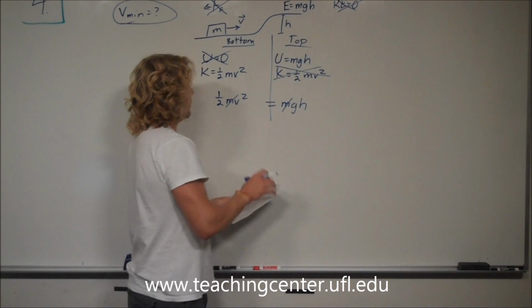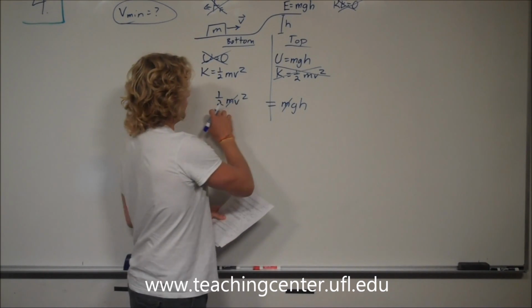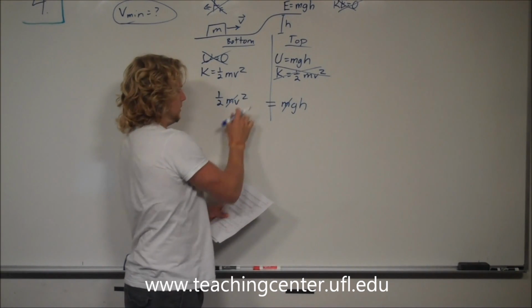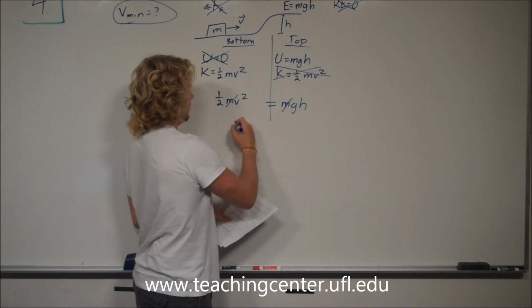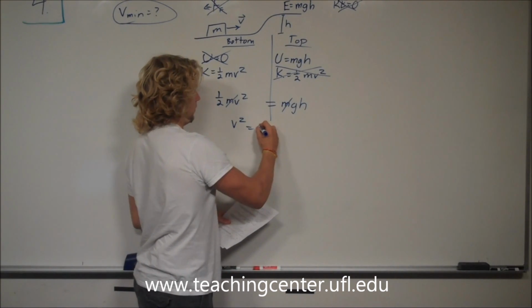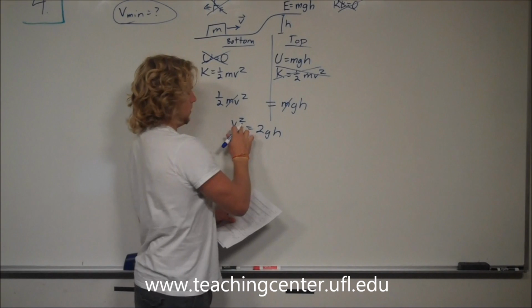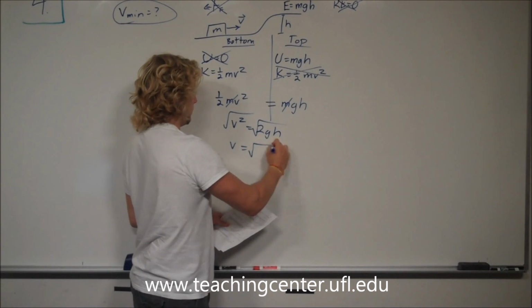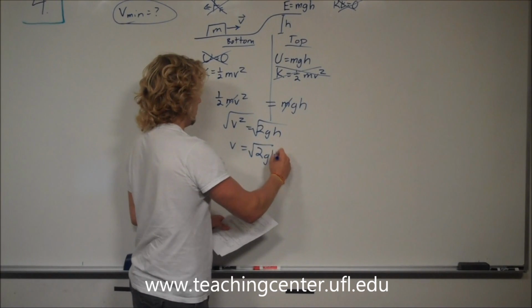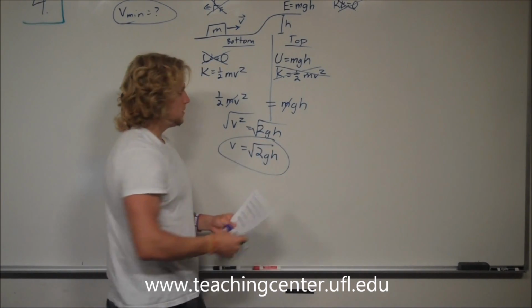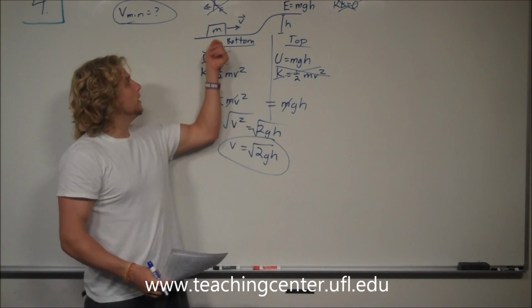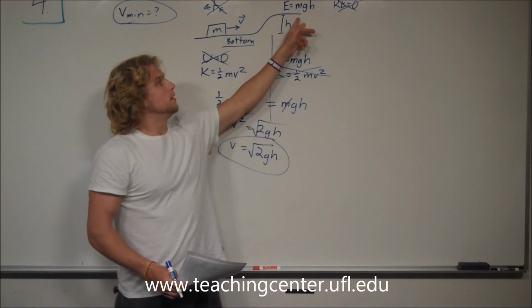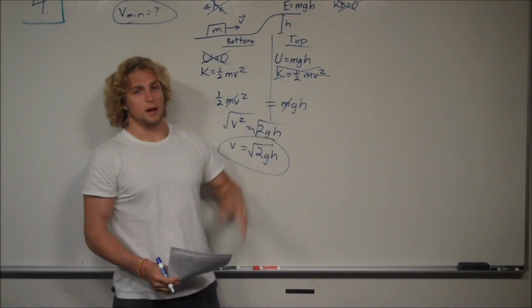Then all of a sudden we're looking for the minimum velocity, so let's go ahead and isolate this. So we bring the 2 over, so v squared is equal to 2gh. Take a root of this, v is equal to root 2gh. That's the minimum speed that we have to have at the bottom to just get to the top.